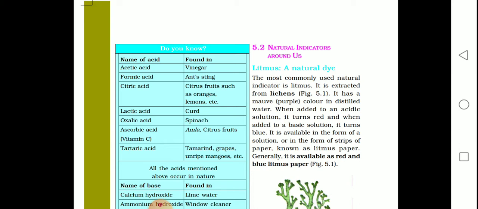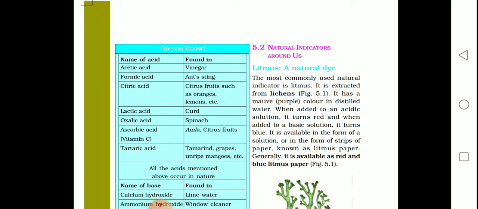When it is added to an acidic solution, litmus turns red. Red means danger, and danger means acid. Acid is very dangerous, so remember it in that way. And when you add it to a basic solution, it turns blue. Blue indicates it is safe, so it is called a base.